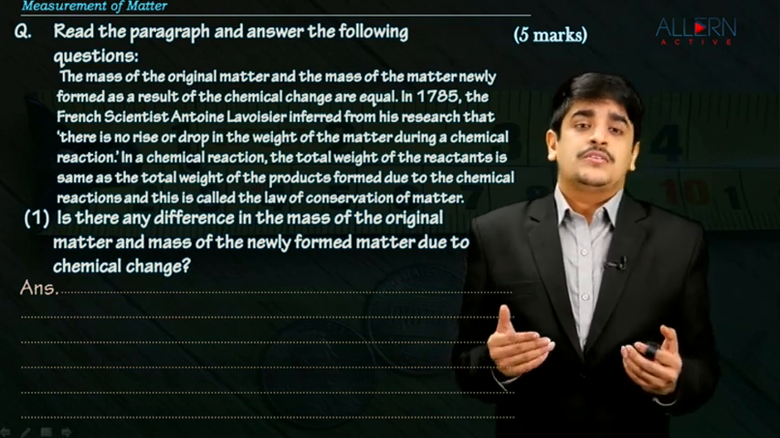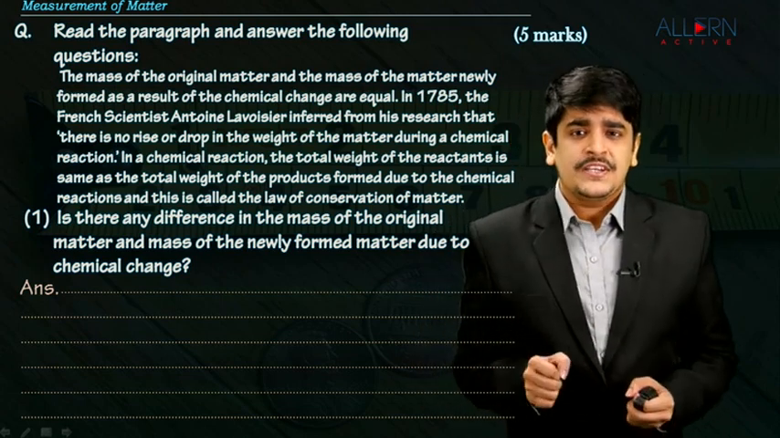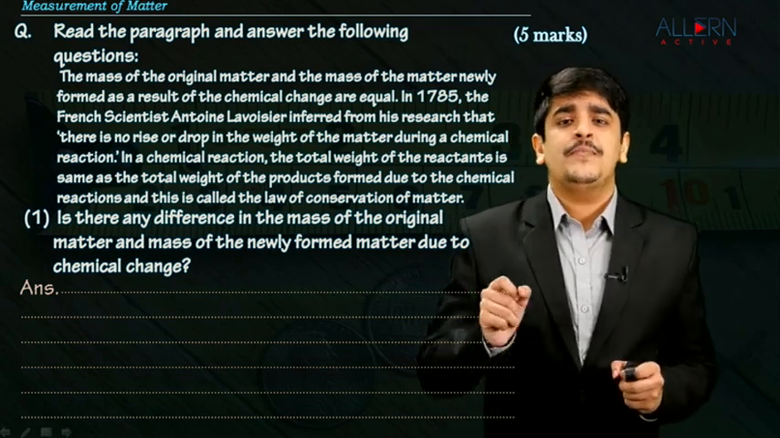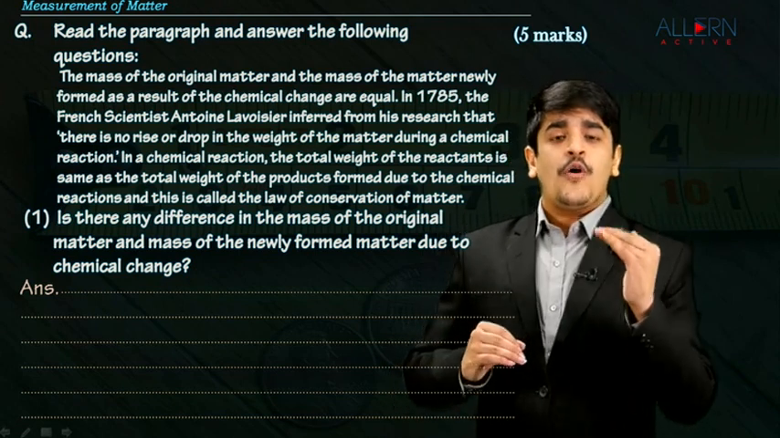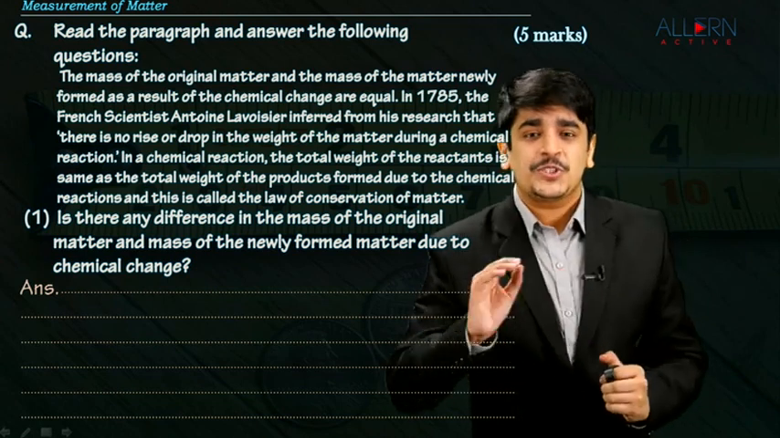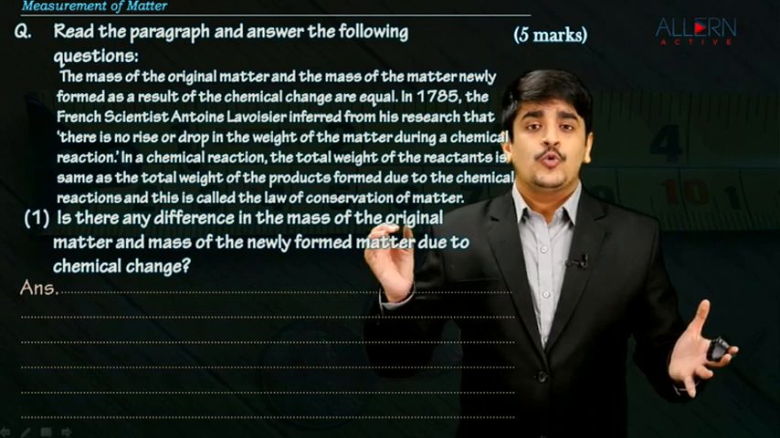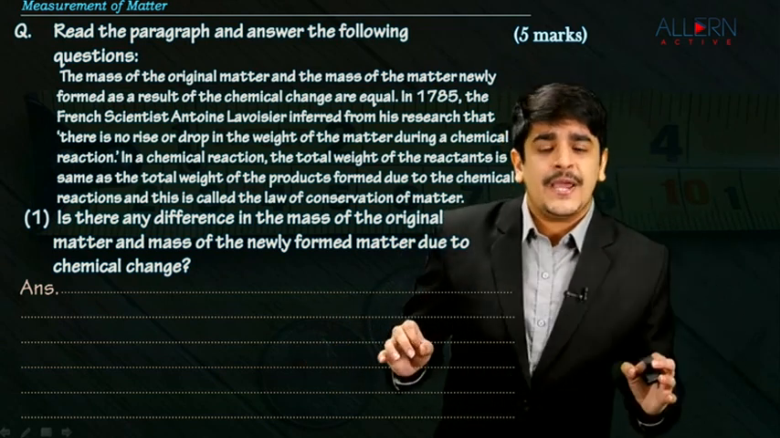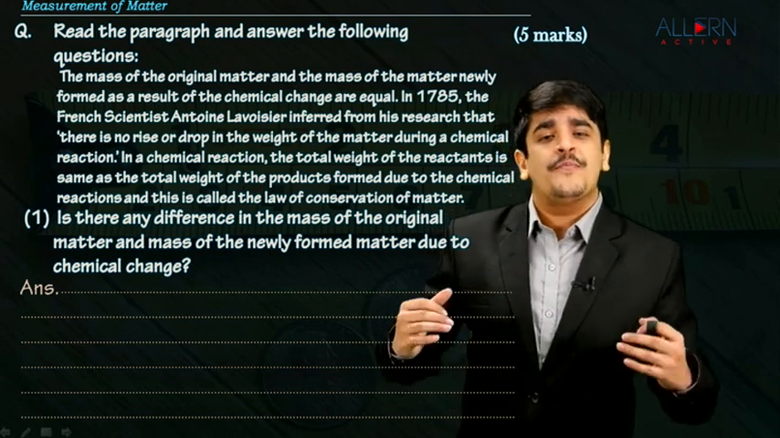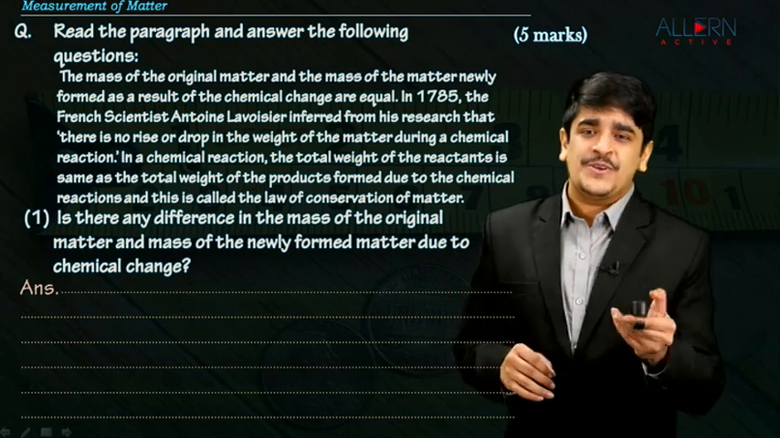The first one is really easy. Let's have a look. It says, and I quote, "Is there any difference in the mass of the original matter and the mass of the newly formed matter due to the chemical change?" Obviously not. The law of conservation of mass states that the total mass of the reactants is exactly equal to the total mass of the products, which means whatever is the mass of the reacting substances is exactly same to the mass of the products which have been formed after the reaction is complete. So the simple one-word answer is obviously going to be no.